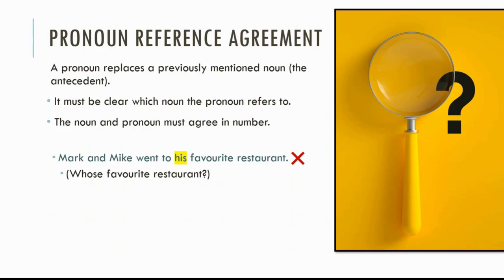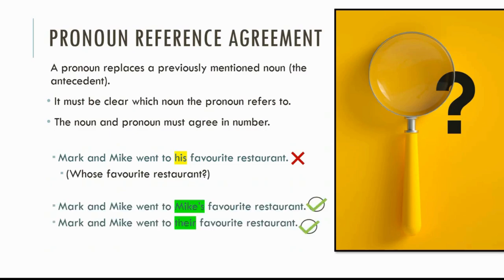Mark and Mike went to his favorite restaurant. So there's an ambiguity here. Whose favorite restaurant is it? So you could say Mark and Mike went to Mike's favorite restaurant, or Mark and Mike went to their favorite restaurant. And now the pronoun agrees here. Their agrees with Mark and Mike. Here, the pronoun was just replaced with the noun. Sometimes you have to just repeat the noun if it's clearer. You might have encountered that if you're writing a research essay and you refer to the author. Well, you might need to give the name of the author again to make clear who you're talking about instead of just saying he or she.